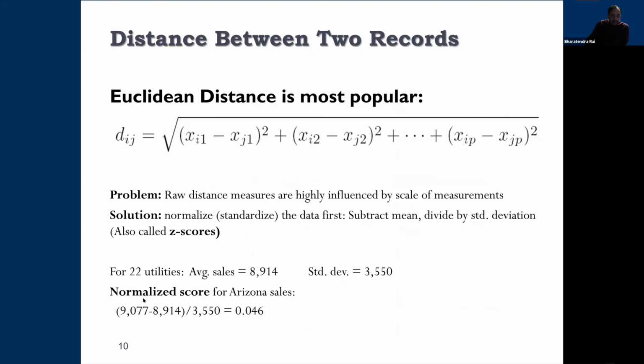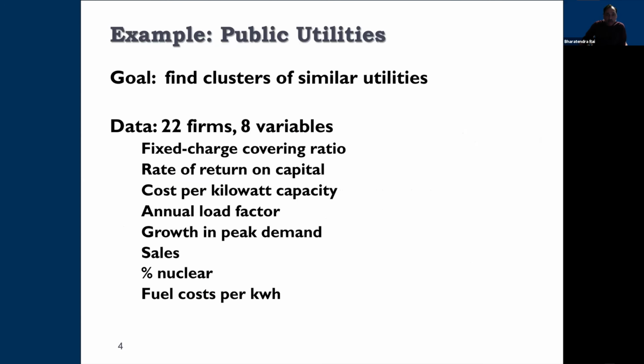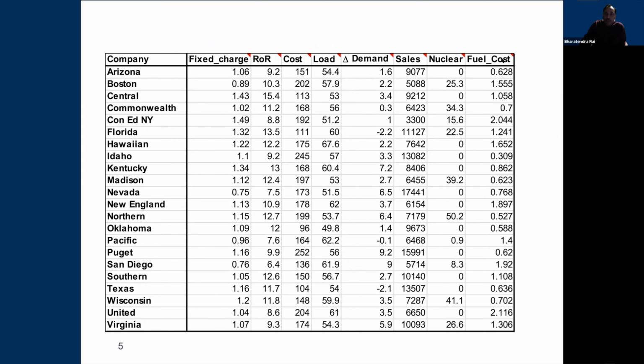So for example, the normalized score for Arizona, where sales was 9077. This is the average and this is the standard deviation. So we get 0.046. These normalized values always have a mean, or average, of 0. And what about standard deviation? 1. So that's what a normalized variable is. After normalization, whether it is sales or fuel cost or fixed charge or cost, everybody has an average of 0 and everybody has a standard deviation of 1.